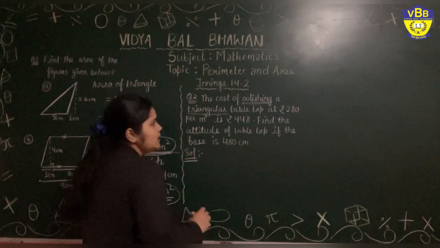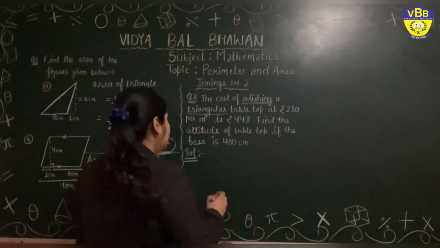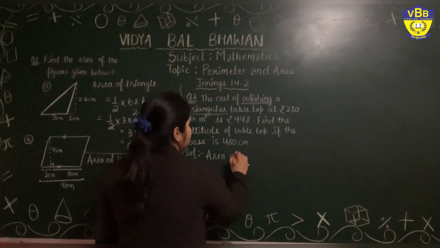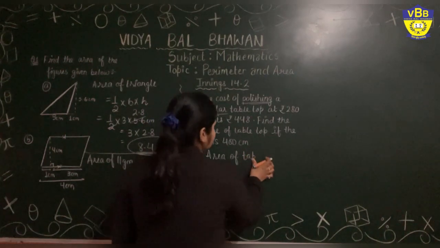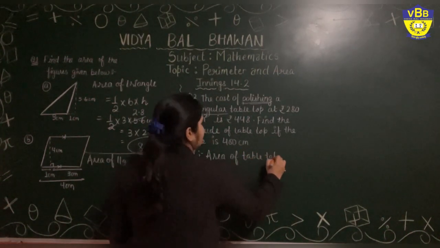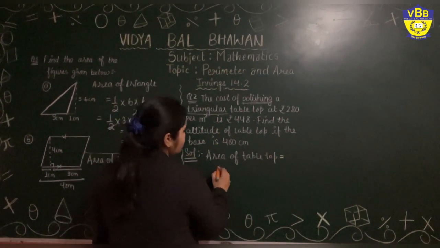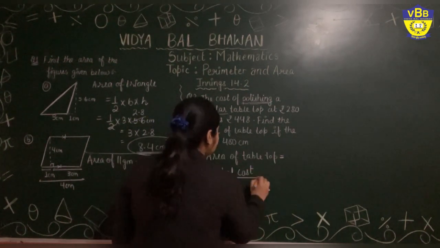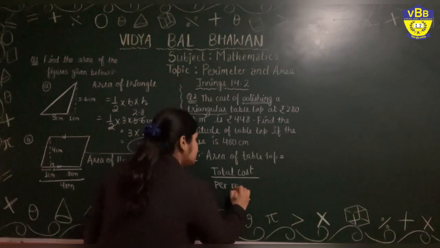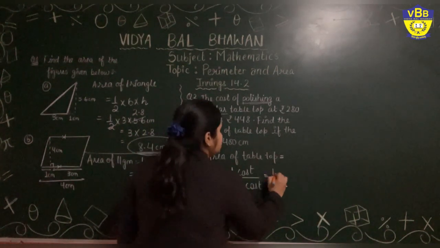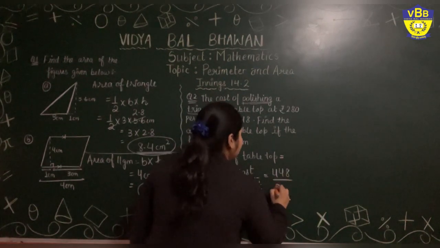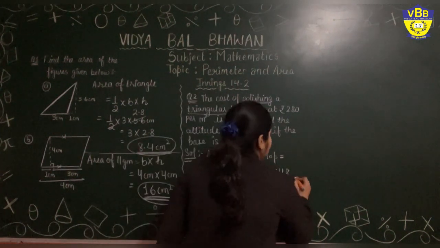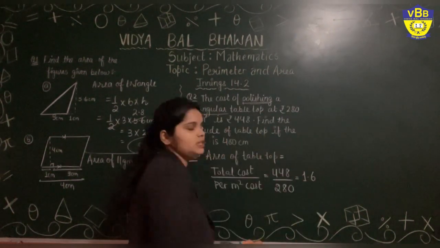First I am finding the area of the tabletop. I will find the area of the tabletop, which is triangular in shape. Area of tabletop will be equal to total cost divided by per meter square cost. Total cost is 448 rupees. Per meter square cost is 280 rupees. When you divide these numbers, you will get 1.6.